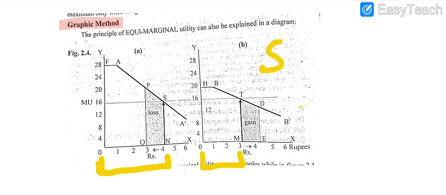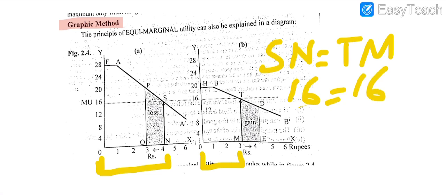And in the banana case, if the consumer spends first 3 units on banana, then it will be the area 0, M, T and 16. So what will be the marginal utility level? That is MT. It means MT is also having marginal utility 16, and NS is also having marginal utility 16. It means SN is equal to TM. Both are having utility equal to 16.